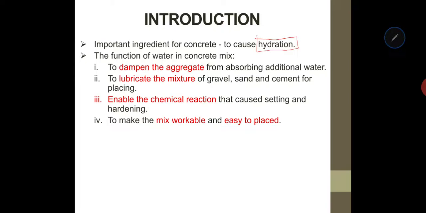The first function of water is to enable the chemical reaction for your concrete mix, and then your cement will act as paste so it can bind all the things together. You have your fine aggregate and your coarse aggregate, and sometimes you might add admixture. So cement and aggregates with water will create a paste that can bind everything together and form concrete mix.